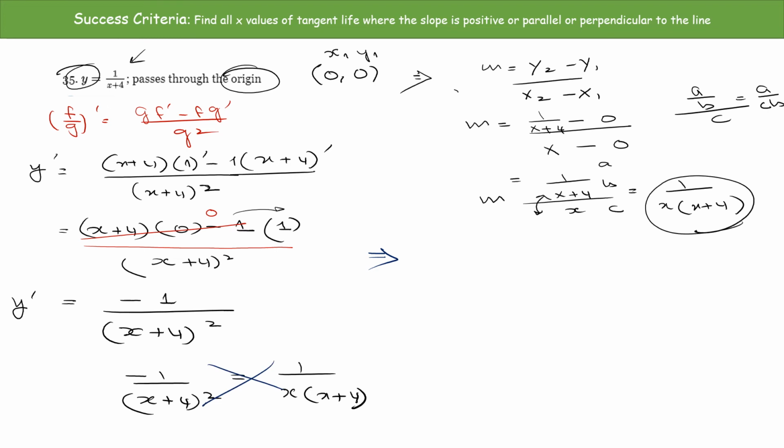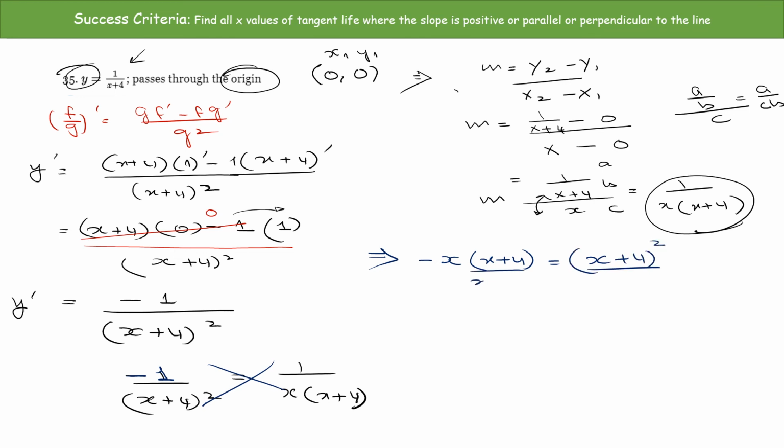Let's do the cross multiplication. We will get negative x because this is negative 1. So negative 1 times (x plus 4) gives you negative (x plus 4) equals (x plus 4) whole square.